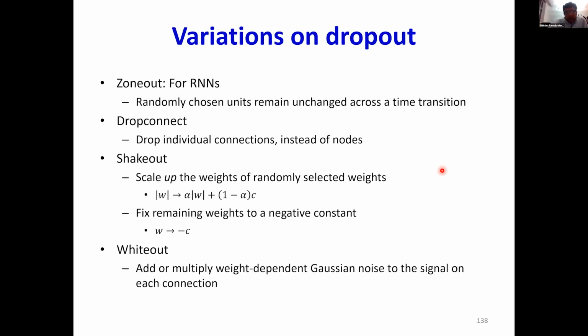Perfect. Okay. And so there are many variations on dropout. There are things called zoneout and DropConnect, where you drop individual connections. Zoneout is where your randomly chosen units remain unchanged across the time transition. Things called shakeout, which scale up weights of randomly selected weights. Whiteout, where you multiply weight-dependent Gaussian noise to the signal on each connection. All of these are basic variants of the same basic idea, which is that you're basically shaking the network and creating a statistical collection of networks over which you're averaging.